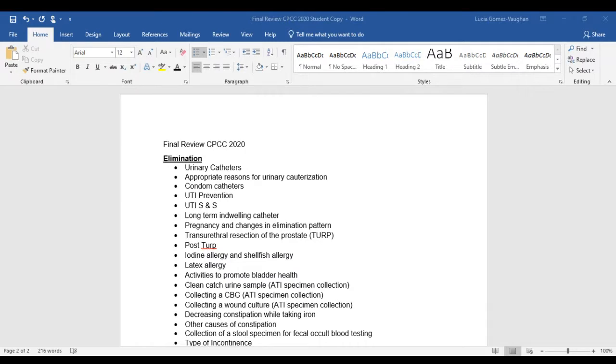We want to know the appropriate reasons for urinary catheterization. Appropriate reasons are urinary retention, critical illness where hemodynamic monitoring is necessary, and surgery. Urinary incontinence is not a good reason for catheterization because it presents an unnecessary risk for infection.